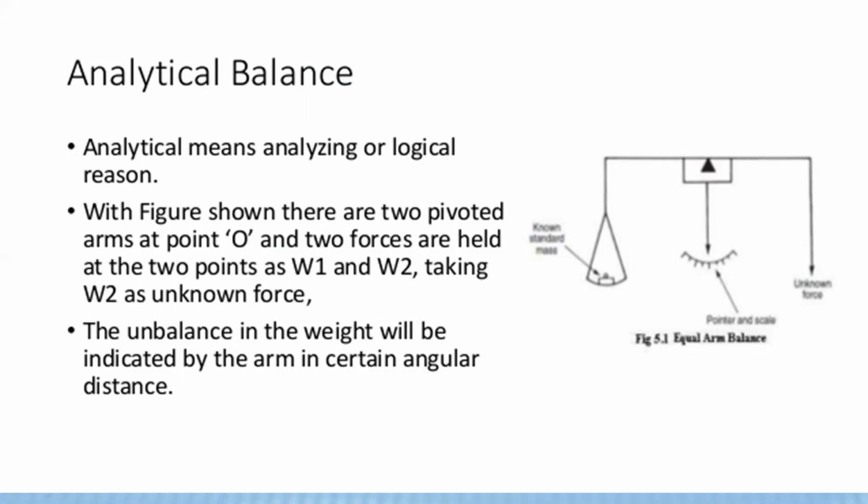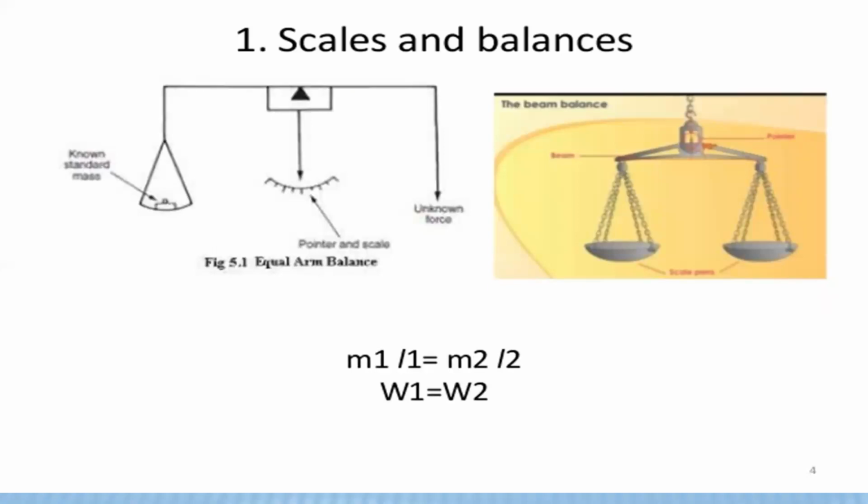diagram. Analytical means analyzing or logical reason. With that figure are two pivoted arms, point O, and two forces are held at the two joints W1 and W2, taking W2 as the unknown force. The unbalance in the weight will be indicated by the arm in certain angular distance. You can see the diagram.